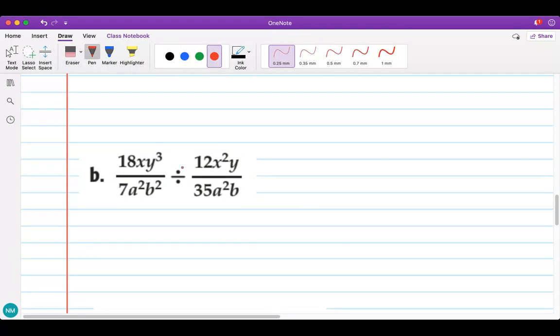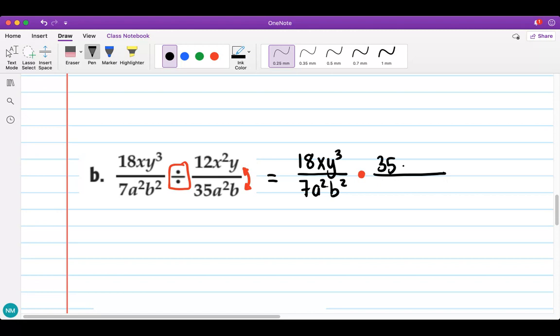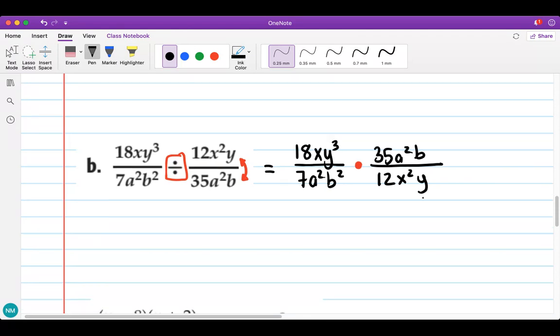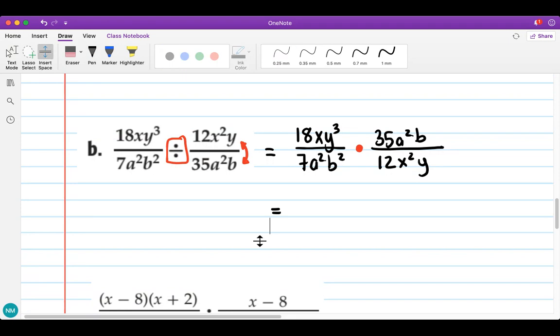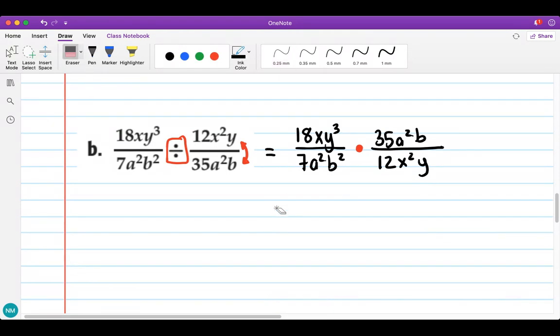Okay, let's try this one. Now the key here is that we have division, so we need to multiply by the reciprocal. So I'm going to rewrite this: 18xy cubed over 7a squared b squared times, and then we flip, right? We flip this, and so I get 35a squared b over 12x squared y. We flipped it. So let's do some cross simplification. Once it's multiplication, we can cross simplify.